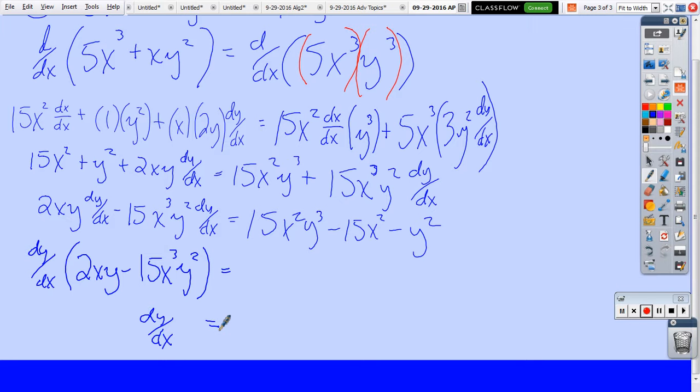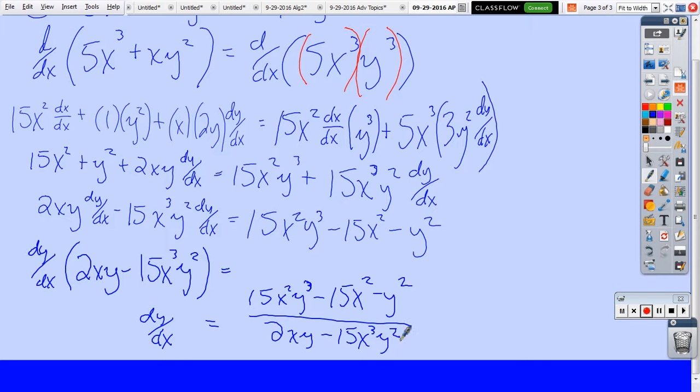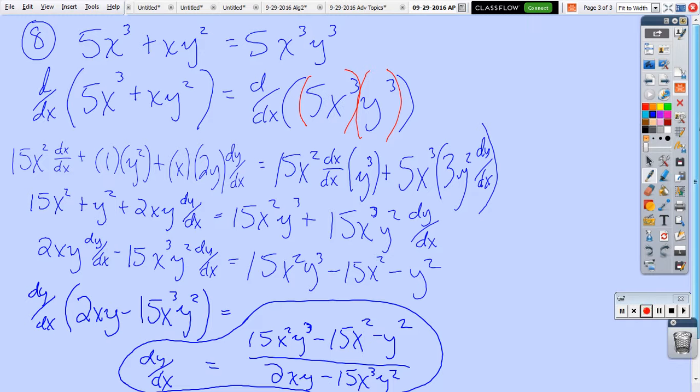would be equal to the right hand side of 15x squared y cubed minus 15x squared minus y squared all over this factor here, 2xy minus 15x cubed y squared. So dy dx could give you, again, the slope of any tangent line of the original equation for any point xy.